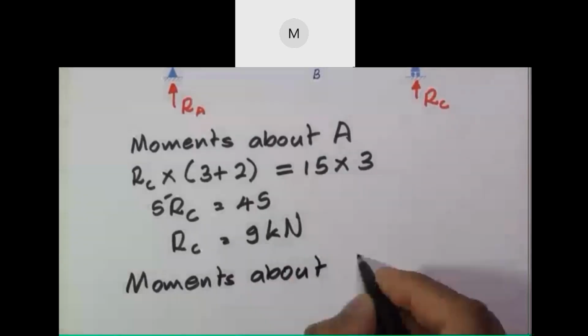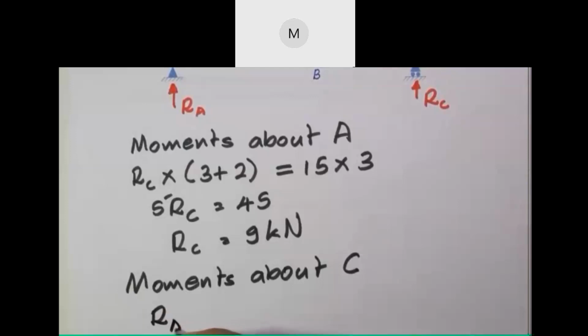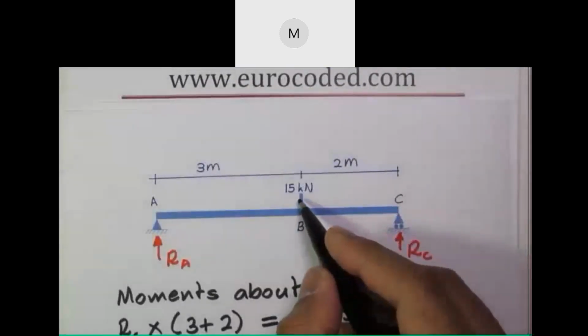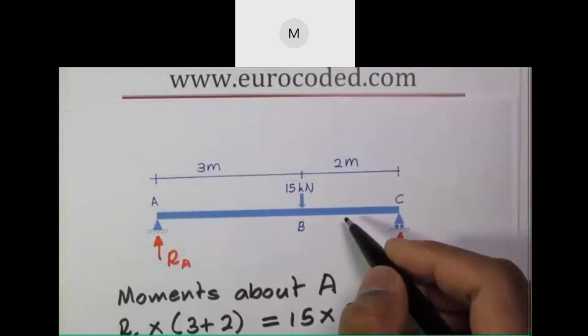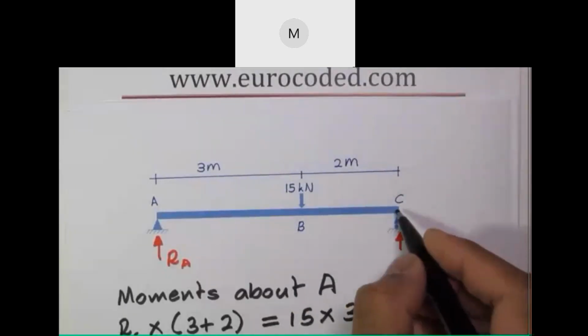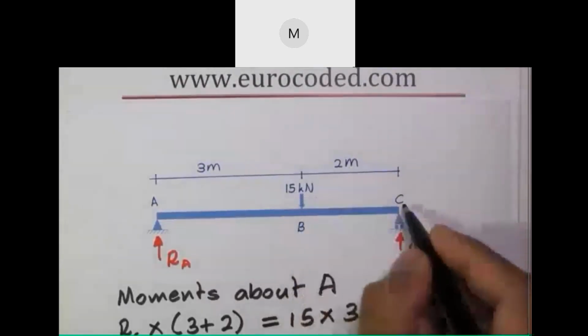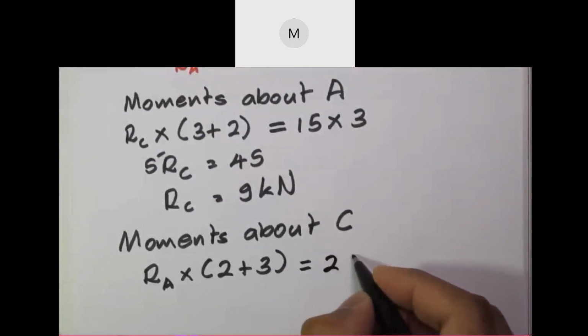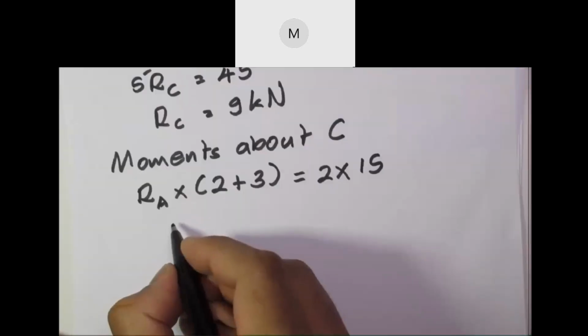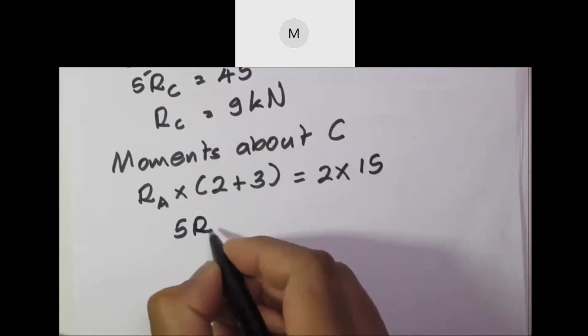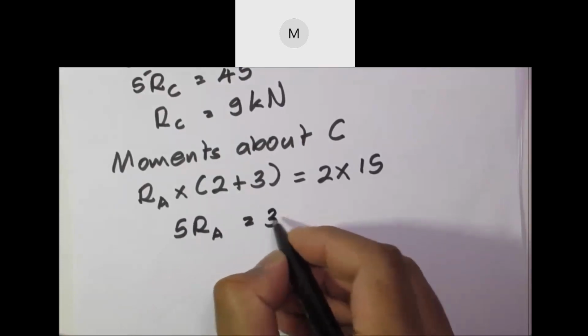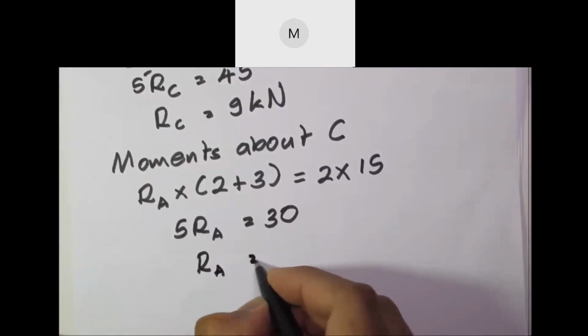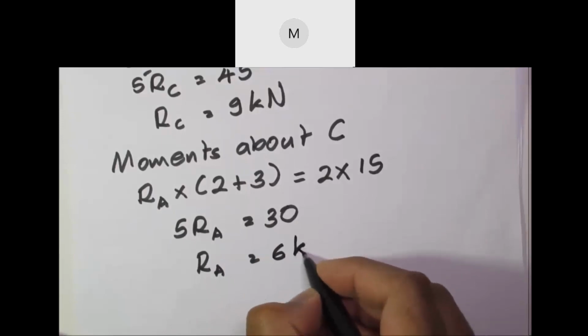Moments about C: RA times 2 plus 3, and we have this 15 kilonewton force causing an anti-clockwise moment about C, and the lever arm is 2 meters from this point to B. This is equal to 2 times 15. We can write 5 RA is equal to 30, and RA is equal to 6 kilonewton.